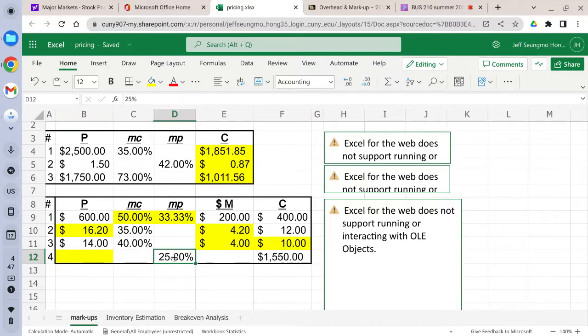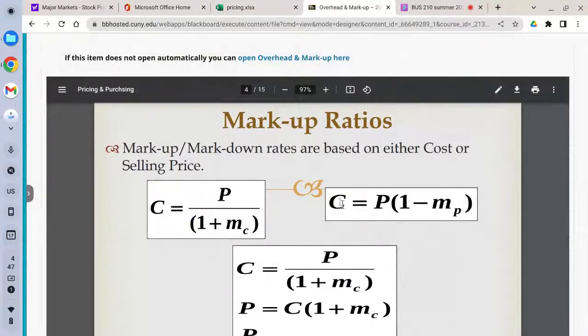the markup rate is 25%, but that's based on selling price, not on cost. Cost is already given, so think about it. What was the formula for cost in the case of a markup rate based on price? This is the formula for cost when the markup rate is based on price. But our question is price.